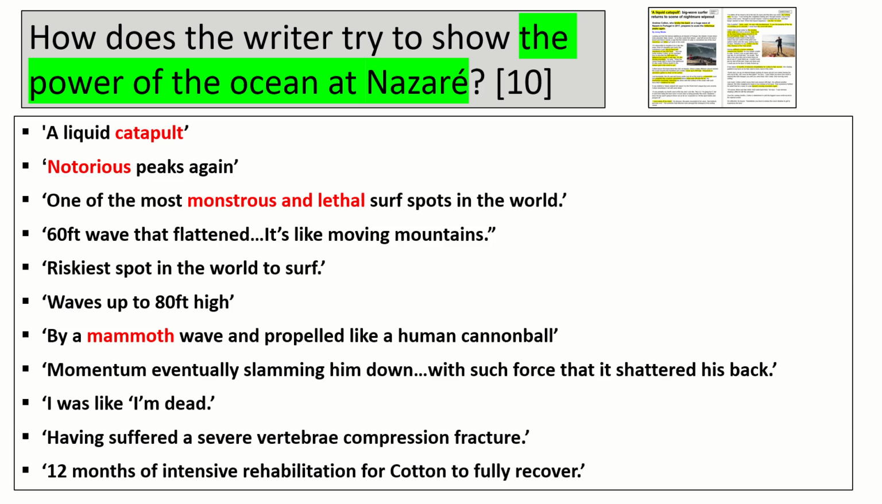There's loads more. Some I've highlighted, some I haven't. So if you want to pause the video and see if you can write some answers, we'll talk about them. Again, a lot of these are easy ones. The easy one here: the writer shows the power of the ocean by saying the waves are up to 80 foot high, 1 mark. The writer shows the power of the ocean by saying Andrew suffered a severe vertebrae compression fracture because of his wipeout. Easy answer. The bottom one as well.